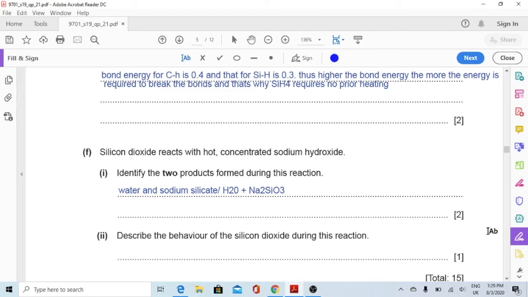Describe the behavior of the silicon dioxide during this reaction. Since silicon is a non-metal and silicon dioxide is a non-metal oxide, it acts as an acid.